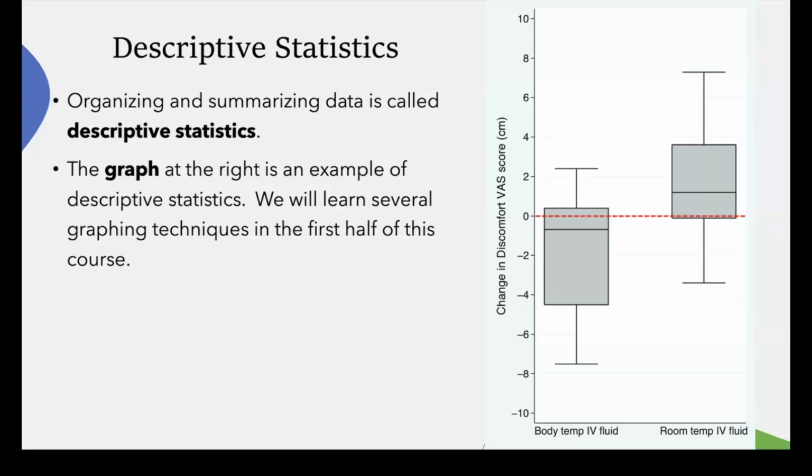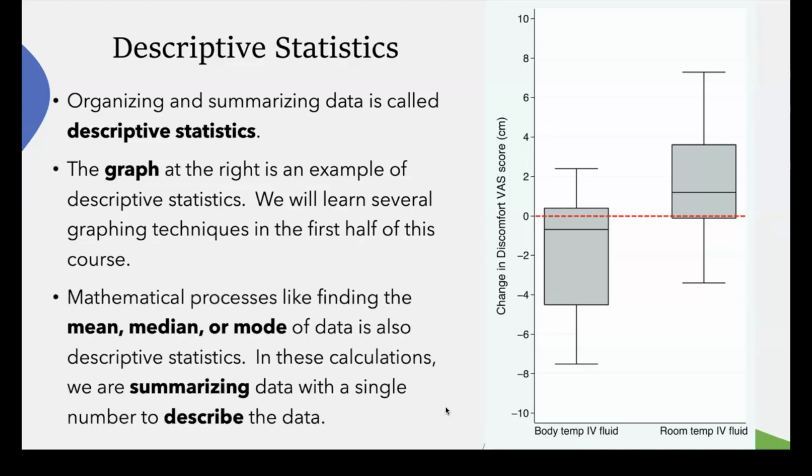We will learn several types of graphs, and they're all examples of descriptive statistics, and that's mostly in the first half of the course. Finding the mean, the median, and the mode are also forms of descriptive statistics. Now, those are more numerical and less visual, but in the same way, we're summarizing data with a single number to describe the data. So we are describing the data, we're using descriptive statistics.